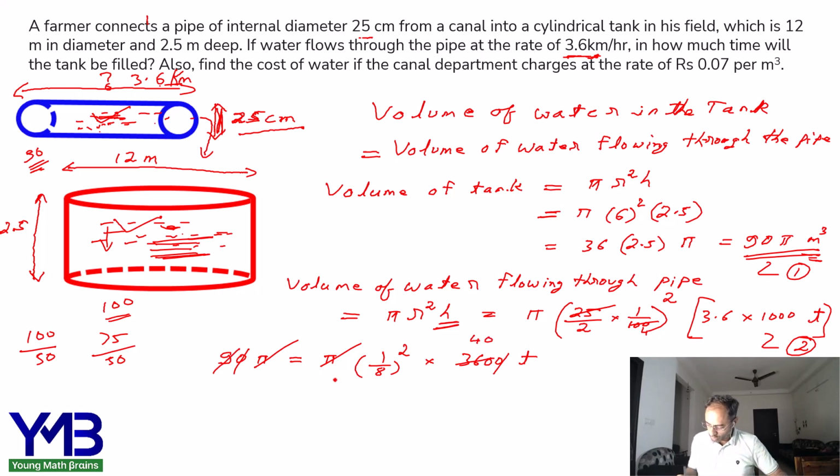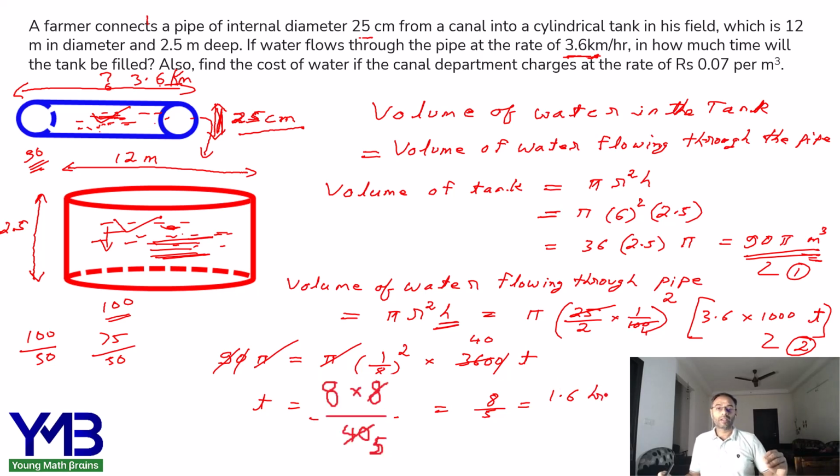Now if we just do a cross multiplication, what do we have here? T is equal to 8 square, let me just put it as 8 into 8, divided by 40 goes to the denominator. So 8 5s are 40. So you have 8 by 5, which is equal to 1.6. So 1.6 would be the hours that it takes to fill the tank with water.